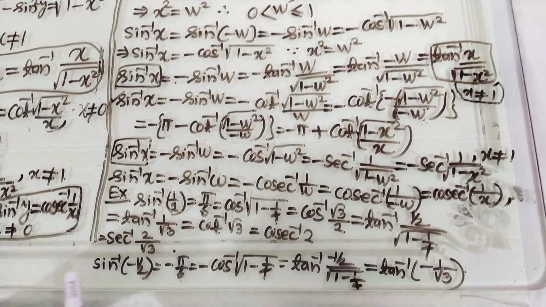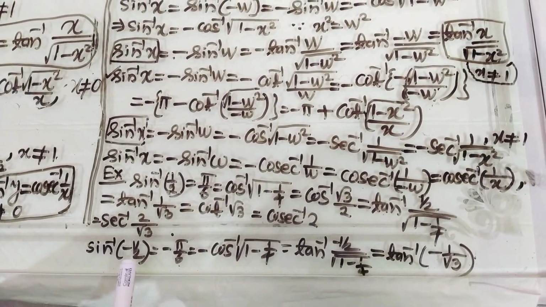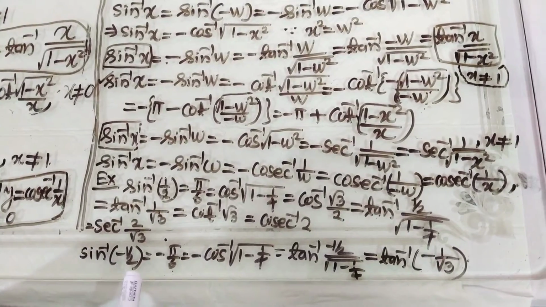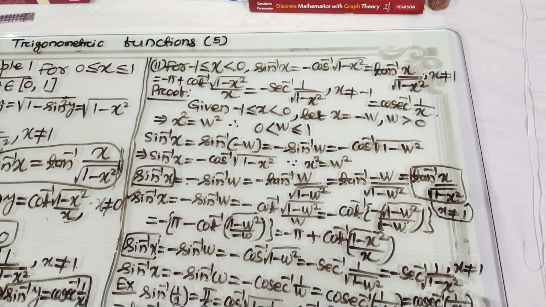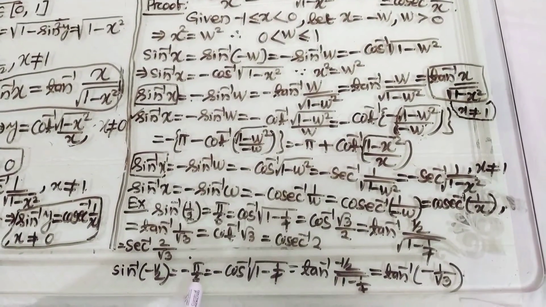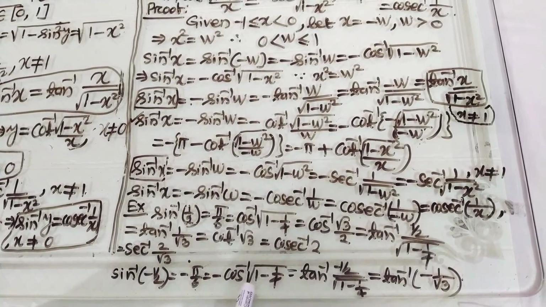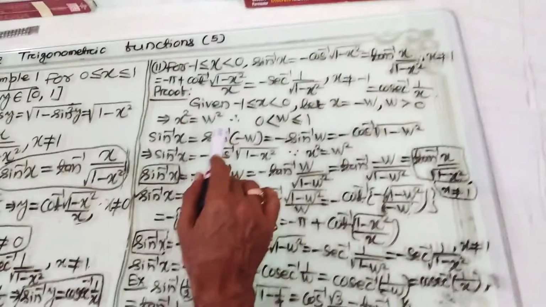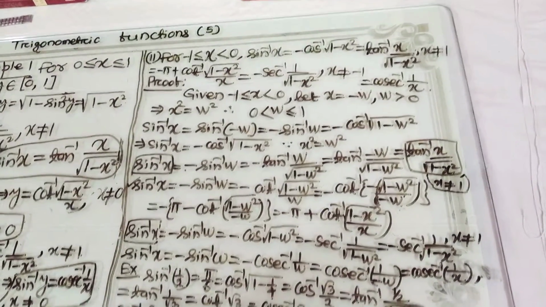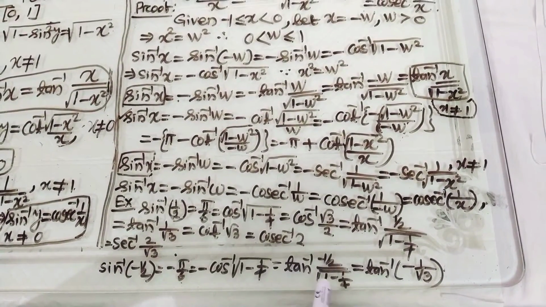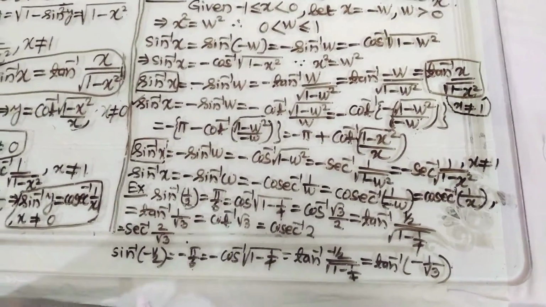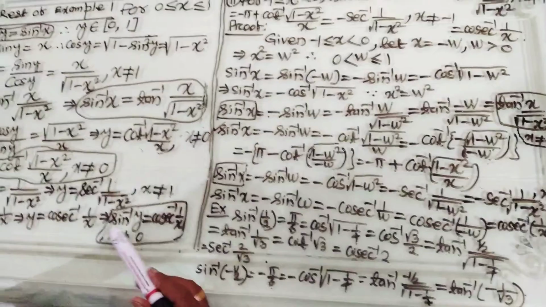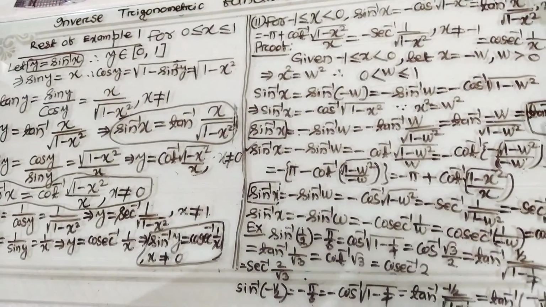If we take sin inverse minus half, here x is negative, that means x lies between 0 and minus 1. So we have minus pi by 6, which is equal to minus cos inverse root over of 1 minus x square. We put the formula 2, that is tan inverse minus half by root over of 1 minus 1 by 4, which is equal to tan inverse minus 1 by root 3. This much. In the next class we will discuss example 2.